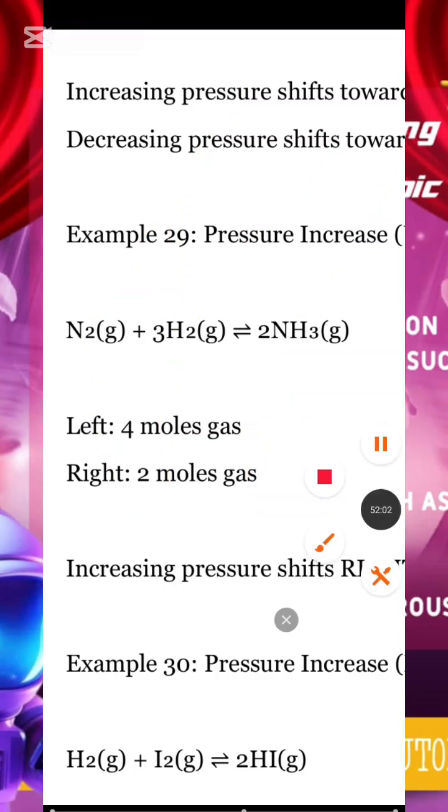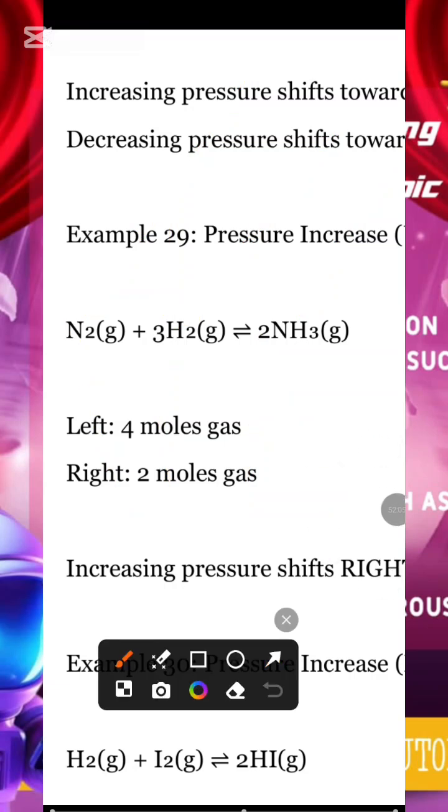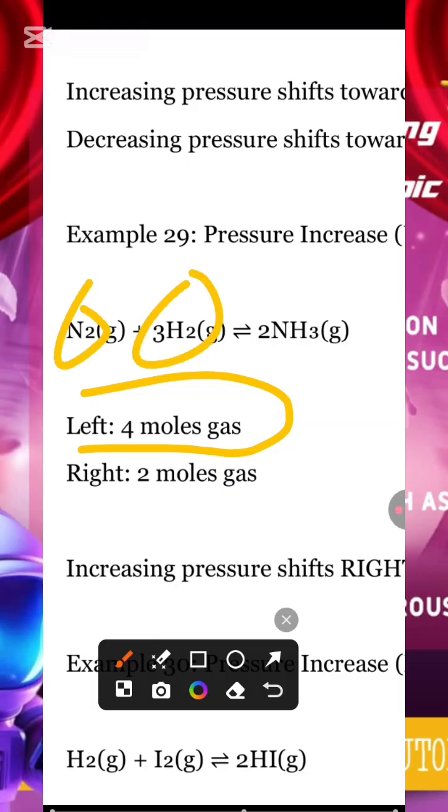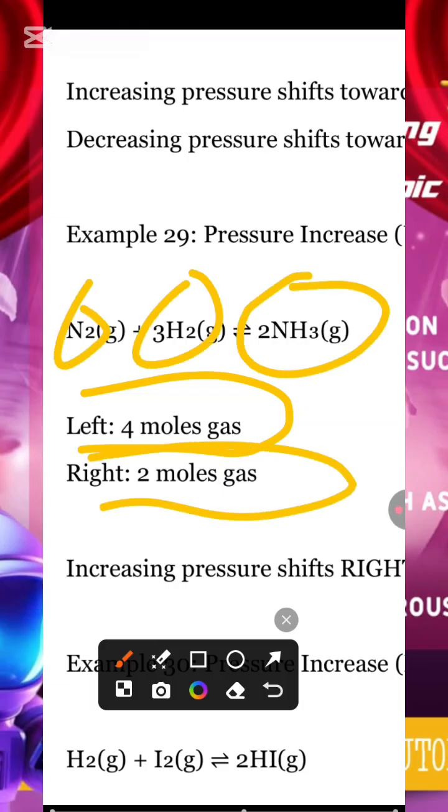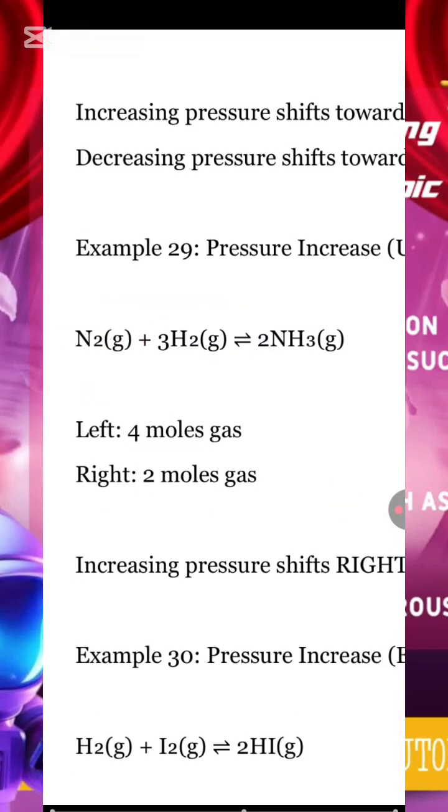So that's why I said in total that on the left side you have just 4 moles. That's 1 mole of this one, 3 moles of this one. And then on the right side, you only have 2 moles of this. So on the right side, you have 2 moles. So remember that they are all gases. So pressure is only effective for gases.